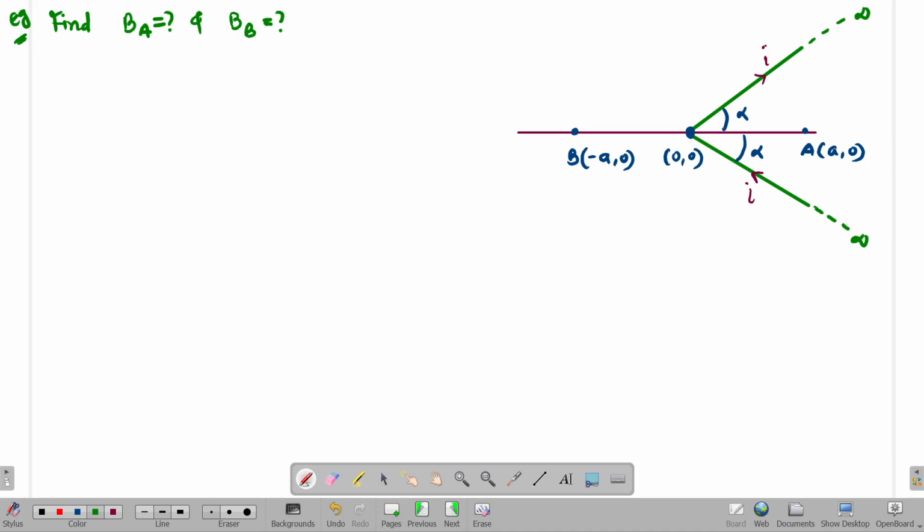You do not have to find alpha. You have to find the magnetic field at point A and point B. Just think, it is easy.